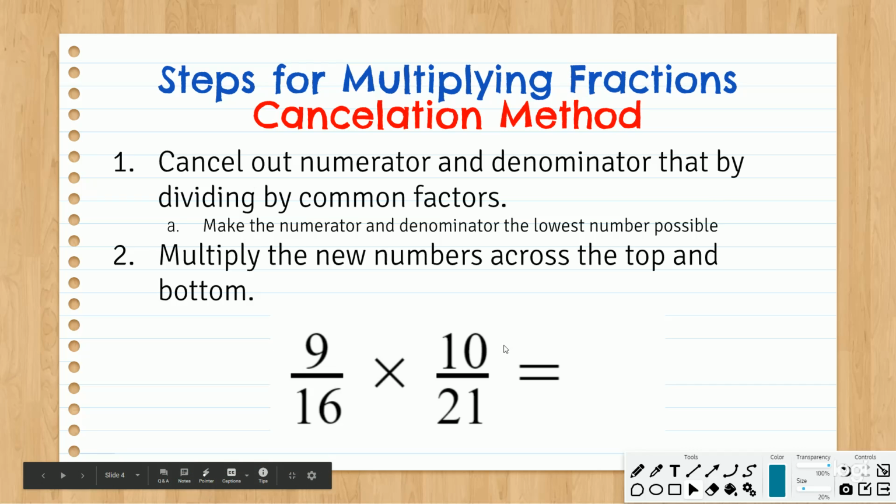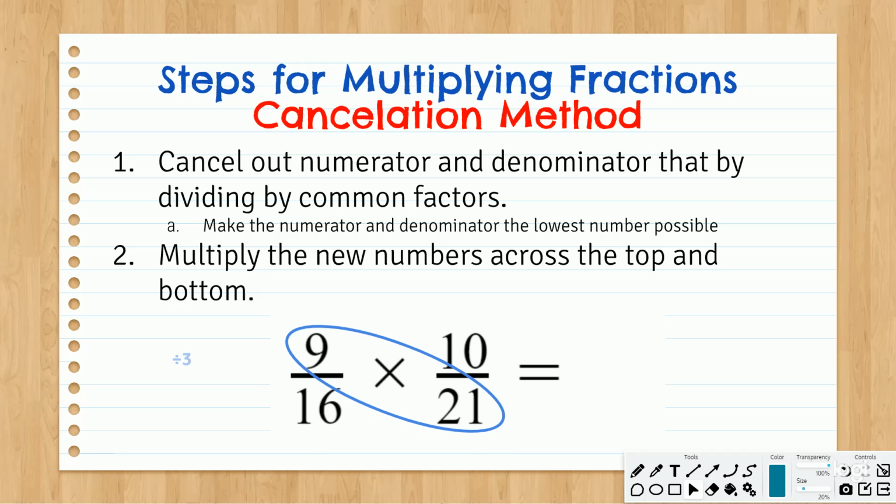So when I'm looking at the same multiplication problem that I did in the last one, I'm going to look at my numerator and denominator, and I look at 9 and 21 first, and I realize that both 9 and 21 can be divided by 3. So now I'm going to do the division. So 9 divided by 3 gives me 3. So I'm canceling out the 9 and putting a 3. And 21 divided by 3 is going to give me 7.